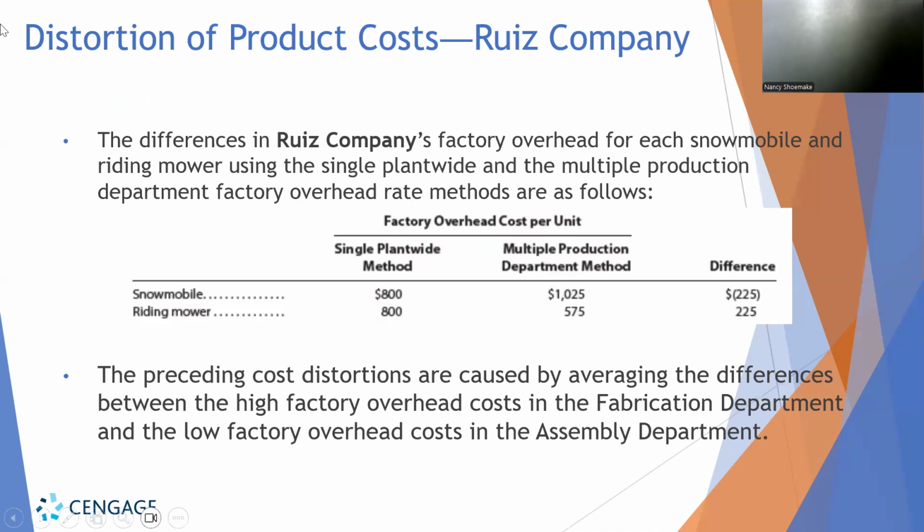Okay. The differences in Ruiz's company's factory overhead for each snowmobile and riding lawnmower using the single plant base versus the multiple production department is significant. With the snowmobile, we had undercut or under allocated it with the single plant-wide rate. Yet when we use the multiple department rate, we're being a little more accurate. And with the riding lawnmower, using the plant-wide rate, it was a lot higher. But by using this multiple department, we're just being more realistic at the cost for both. These cost distortions are caused because we're averaging differences between really high factory costs and low factory costs. Make sense?